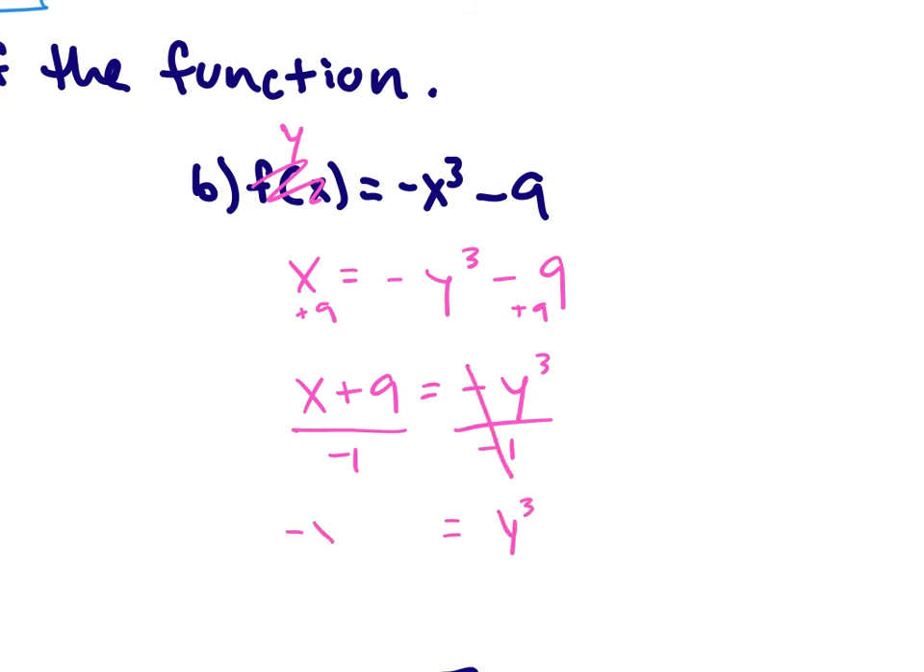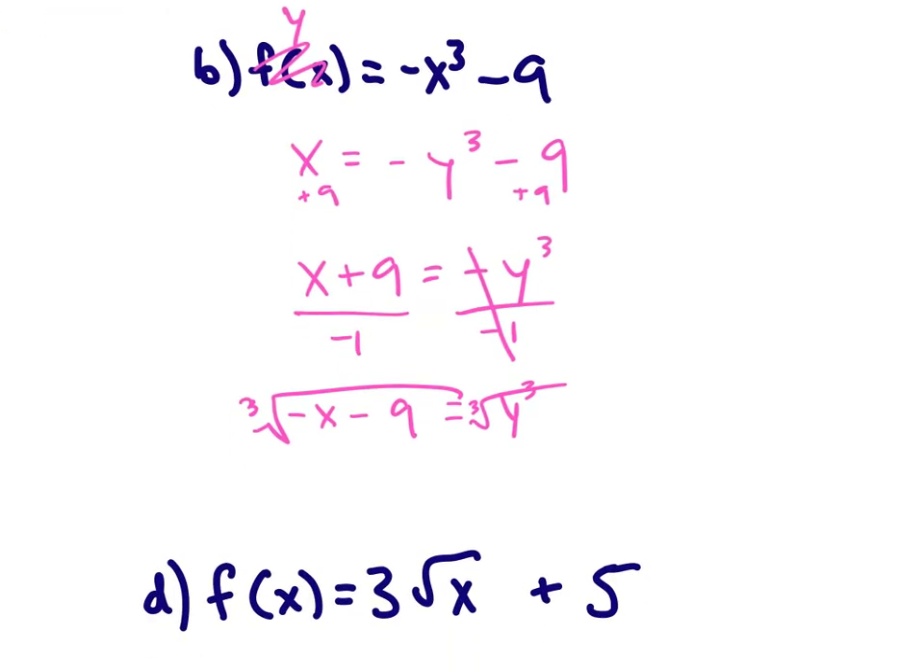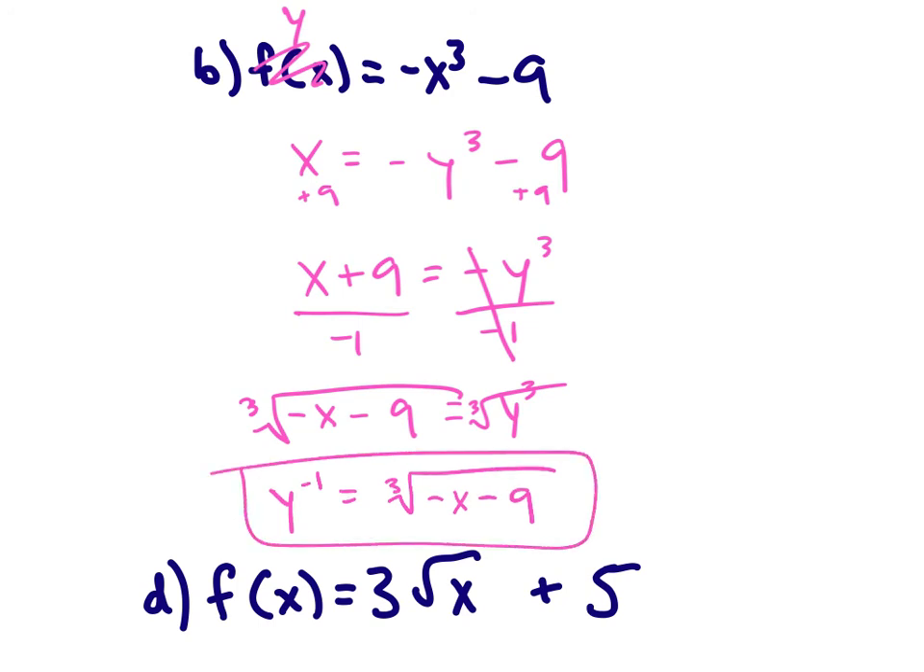So this would be negative x minus 9. And then what can we do next? Cube root. So we take the cubed root to get rid of that cubed. So our inverse, y negative 1, is the cubed root of negative x minus 9. Any questions on this one?